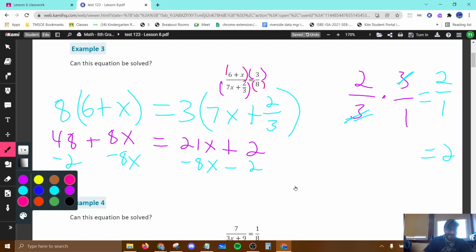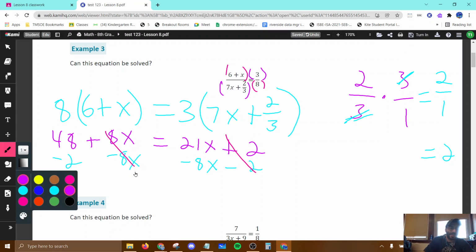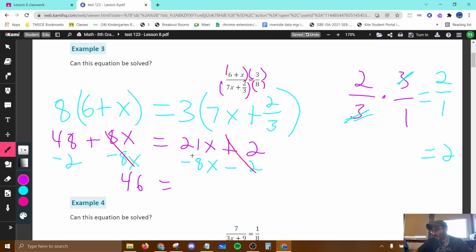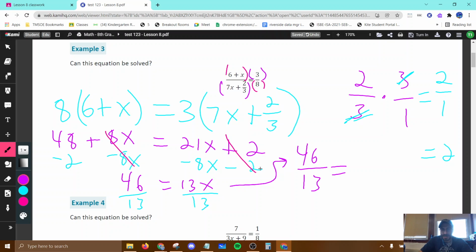Okay, and when I do that, the positive 2 and negative 2 are going to cancel out. And then the 8x minus 8x is going to cancel out. And let's see what we're left with. So on the left side, I have 48 minus 2, which is 46. And on the right side, I have 21x minus 8x, which is 13x. Okay? And then to solve that, I have to divide both sides by 13. So we did this one together in class, but I just wanted to do it again. So 46 over 13, we could just leave that as an improper fraction. And we have x here because this cancels out.